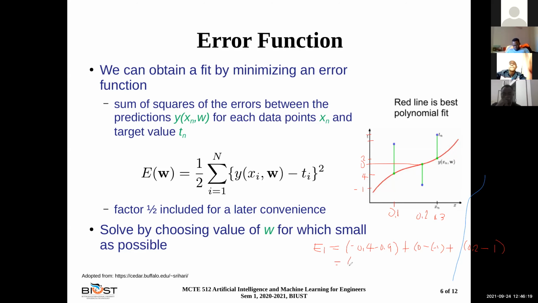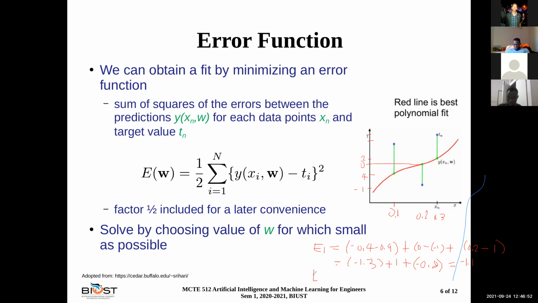So what is this now? This is minus 1.3, plus 1, plus minus 0.8 there. So now you have 1 minus 0.3, so this is minus 0.3, and now this is minus 1.1.